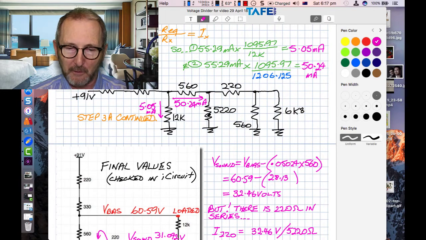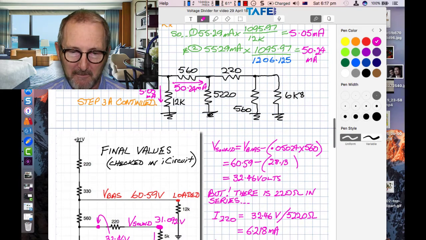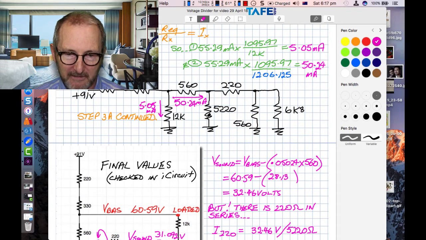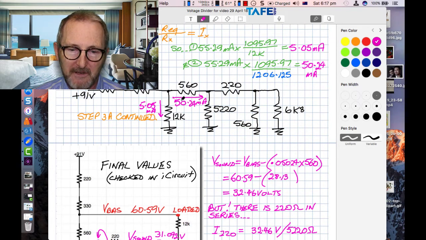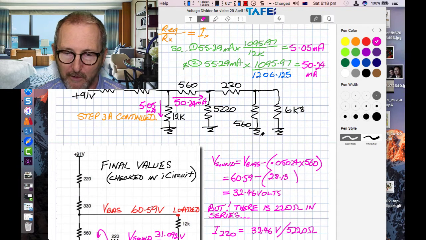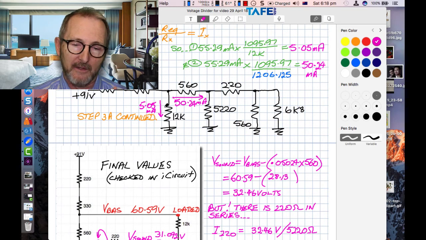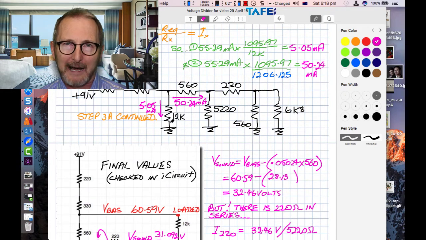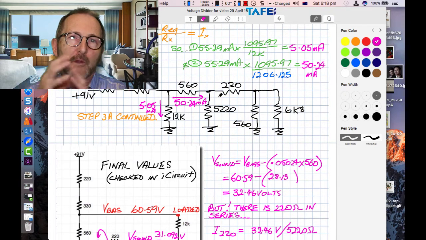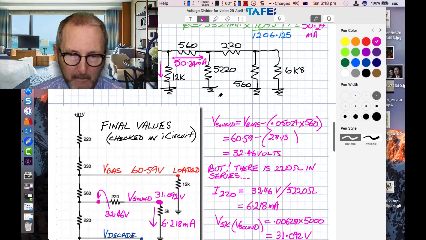All right, so after we had that tiny stuff up there, we've now gone ahead and rectified that. We've got 50.24 milliamps flowing through the 560 ohm, and of course that is 1206.125 ohms if I was to put a circle right around all of those. That 5.05 milliamps is only going down through the 12K because, of course, the larger value of resistance is going to have a smaller current compared to the smaller resistance from the rest of the circuit.